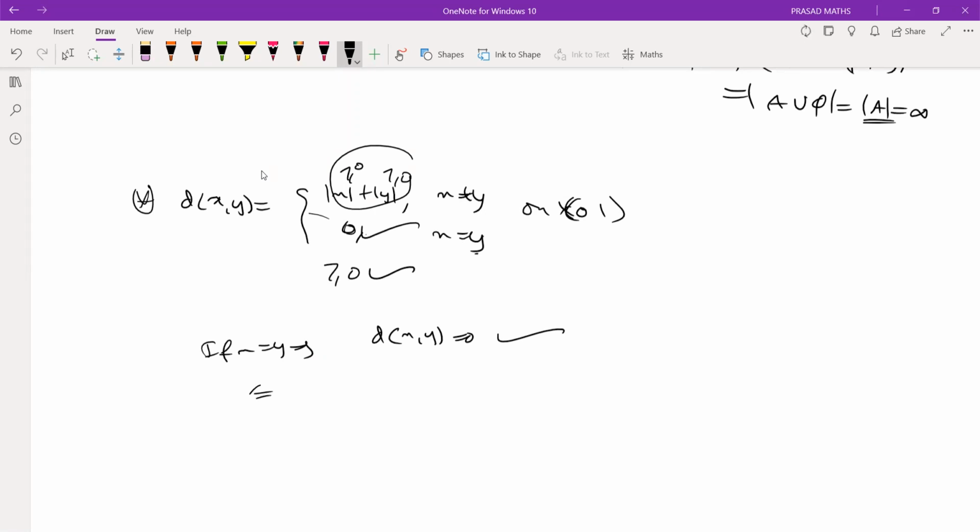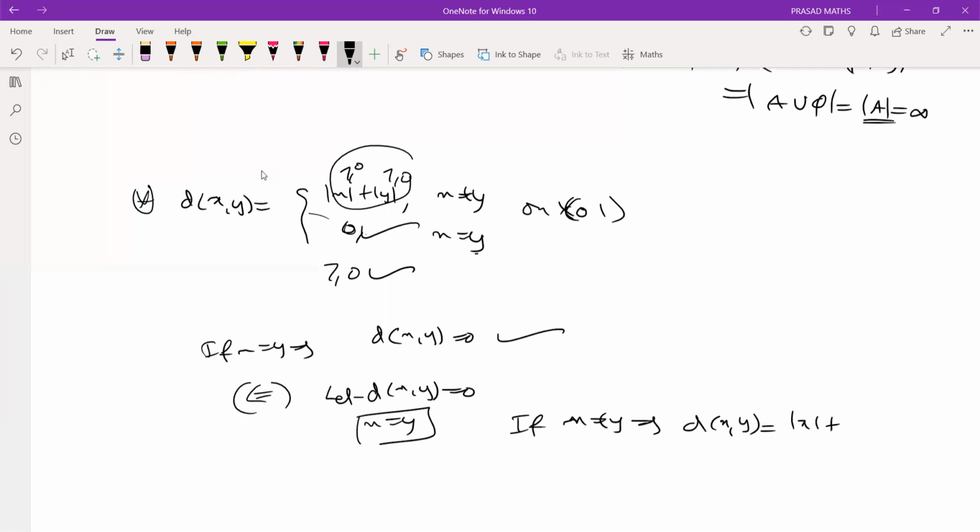What about the converse of the second property? If the distance is 0, does it mean that x equals y? The answer is yes, because if x is not equal to y, what is my distance? Mod x plus mod y. You know that x not equal to y means both cannot be 0. At least one of them is positive, because mod is non-negative. So the total is positive. Therefore, the distance is positive. But this is obviously a contradiction, because we assumed that the distance is 0. Therefore, x must equal y. Therefore, the distance between x and y is 0 if and only if x equals y.